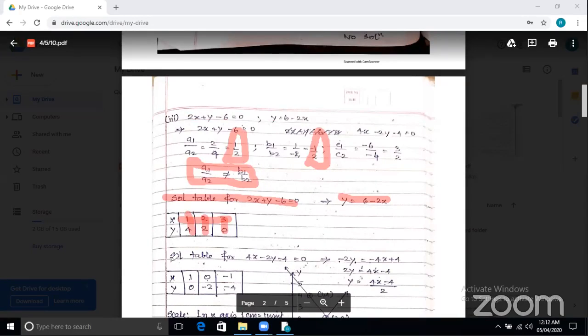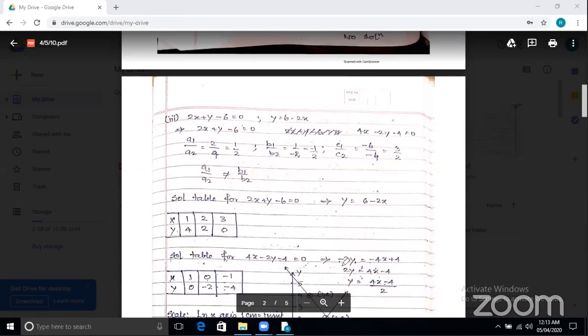Same way, you take the solution table for this equation. Here, minus 2y is equal to minus 4x plus 4. Then what is plus 2y? If you multiply this equation throughout, this plus will become minus, minus will become plus. Are you getting this? Sir, I can't understand the solution table, sir. Which step are you not able to understand? The solution table, sir.